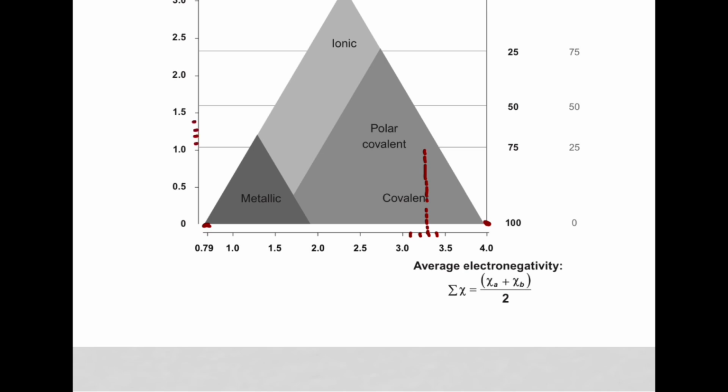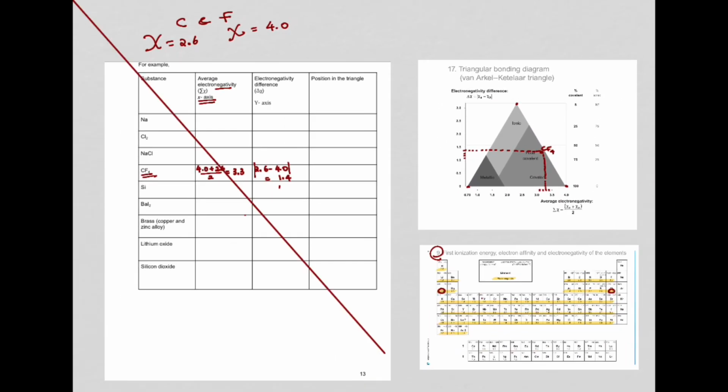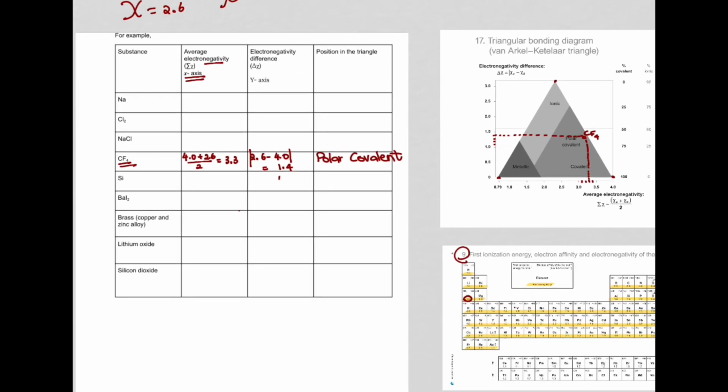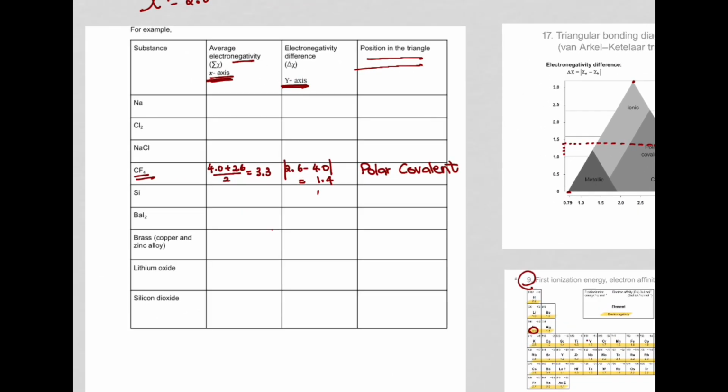I've subdivided the axis a little bit so I can get it more accurately. So I find that CF4 is in this region. It is in the region of polar covalent. So this is polar covalent. For each of these substances, you will find the position on the x-axis and the position on the y-axis to deduce the position of that substance in the triangle so that you know what type of bonding that is. Pause the video, work it out for all of them, and then replay the video to check your answers.